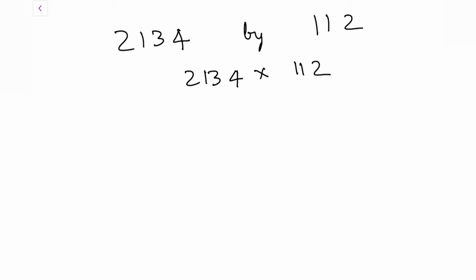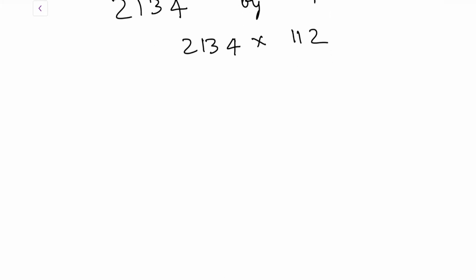You can find this question on page number 57. I'll work it out for you. Let's multiply 2134 by 112. Okay, so 2134 into 112. How can we solve this problem using the distributive property? So this is what we do.